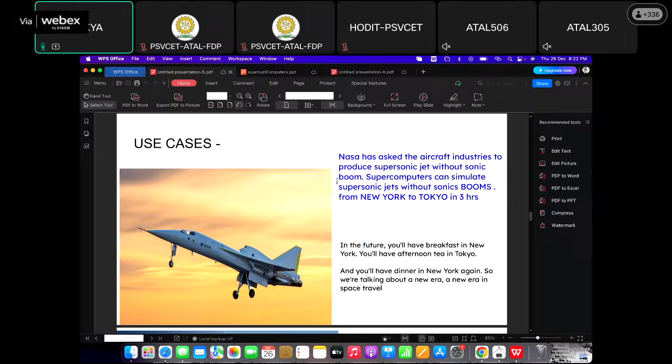So in the future, you'll have breakfast in New York, you'll have afternoon tea in Tokyo, and you'll have dinner in New York again. So we are talking about a new era in space travel.